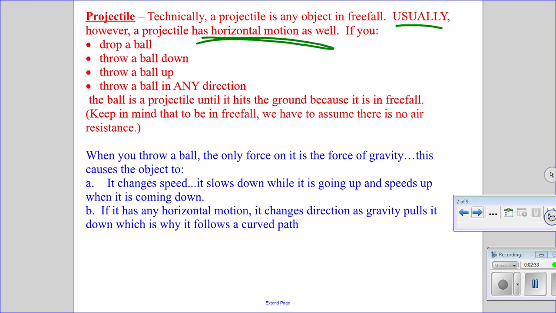So you can either write all of this down, or you can write the words: an object is a projectile anytime you throw it in any direction. So drop it. That is the deal with what's up there in red.